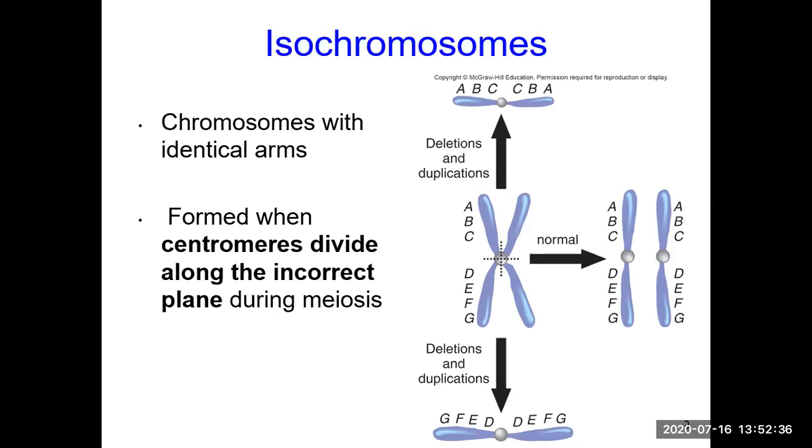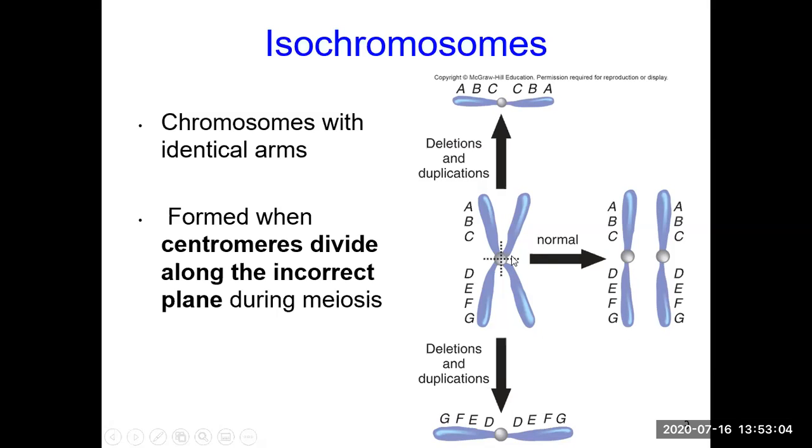Isochromosomes. Isochromosomes usually result when centromeres divide along an incorrect plane. So if you see here in the middle, this X-shaped chromosome, this is a normal chromosome. This side is ABC, this side is DEFG. Now, if this chromosome were to divide, what is the normal plane of division? This one, vertically. So then it gets separated into its two sister chromatids. Each of them has ABC on this side and DEFG.